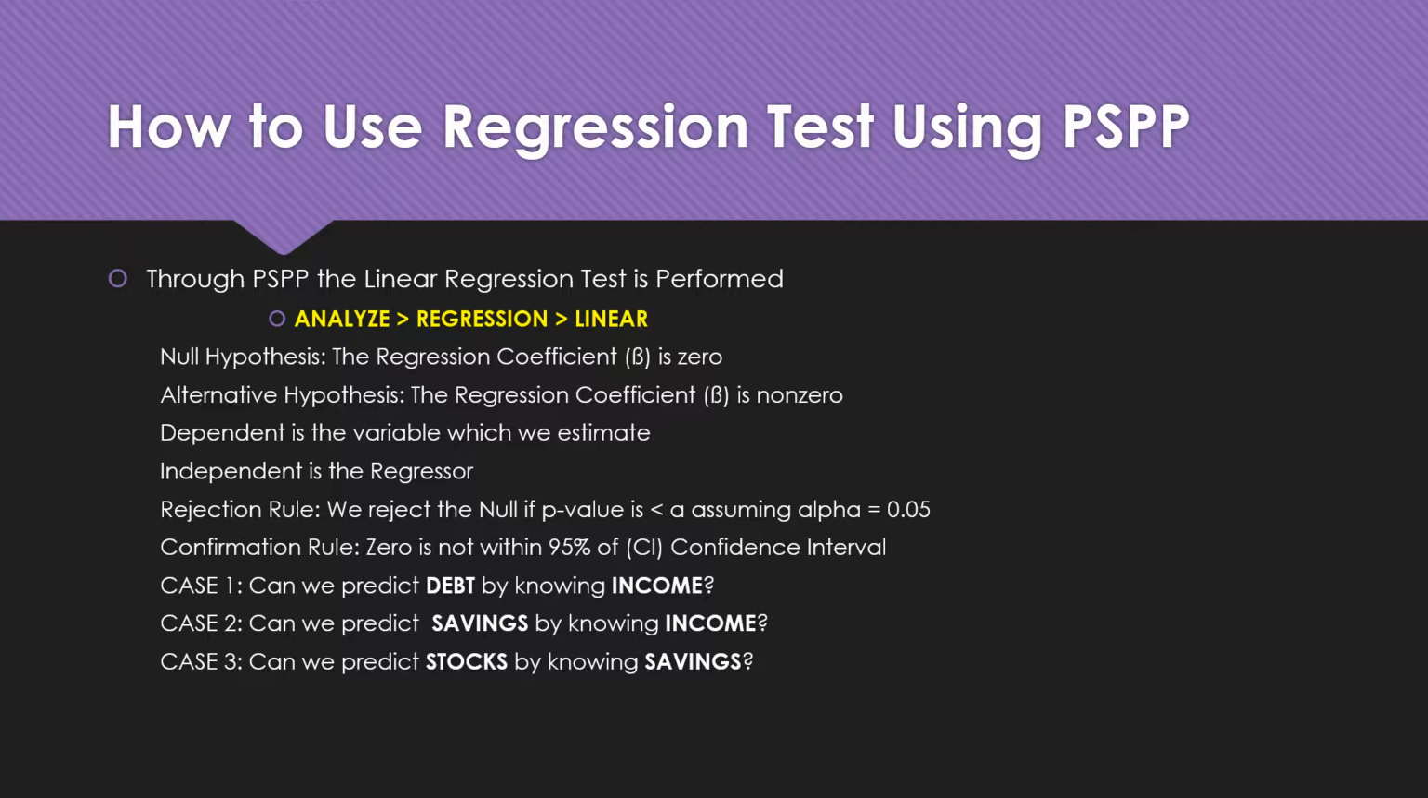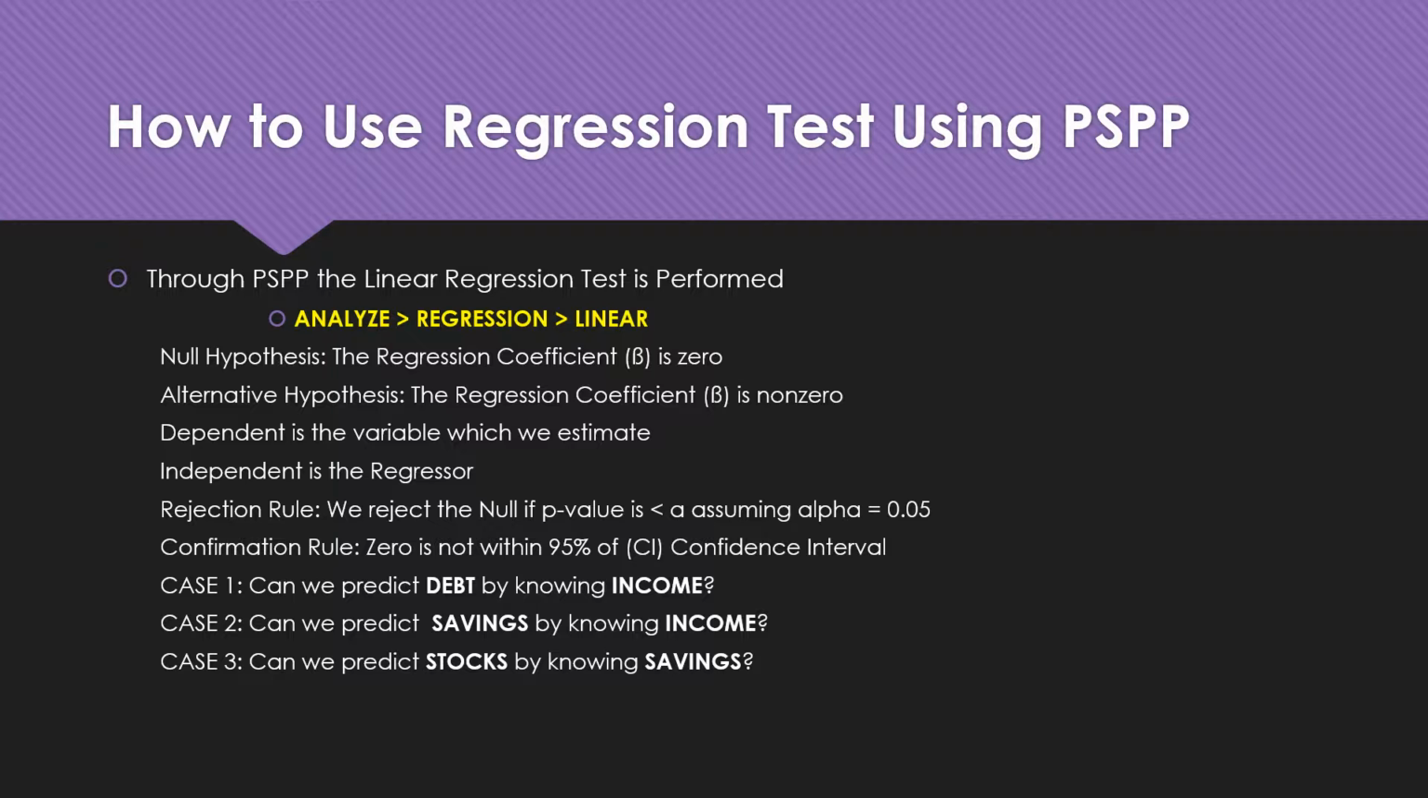Through PSPP, the linear regression test is performed by following this path: analyze, regression, linear. The way we express the hypothesis for the regression is as follows. The null hypothesis: the regression coefficient, beta, is 0. Alternative hypothesis: the regression coefficient, beta, is non-zero.